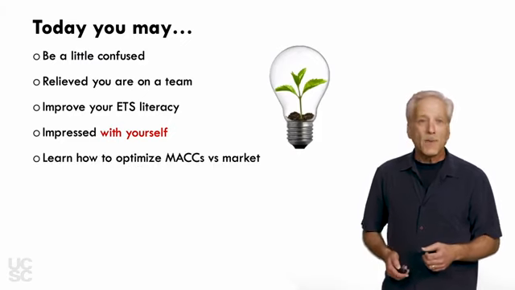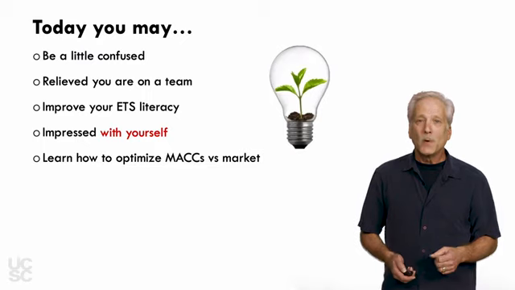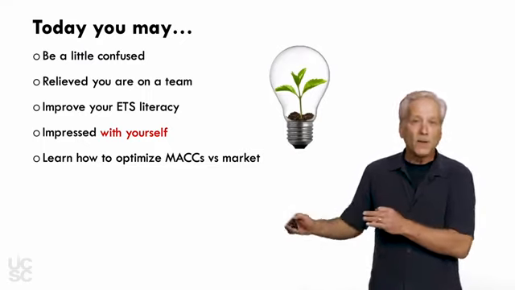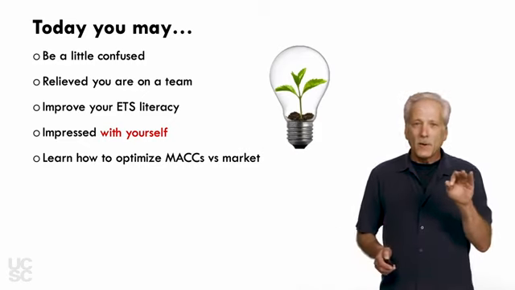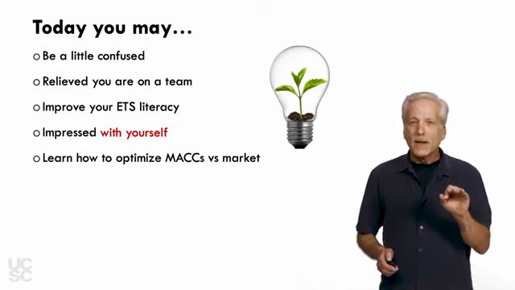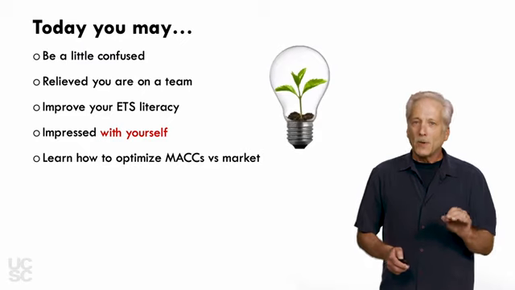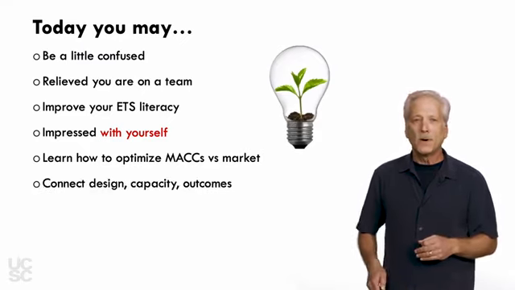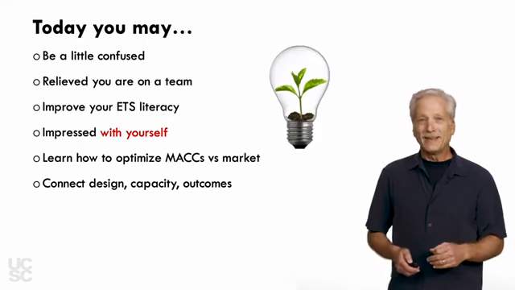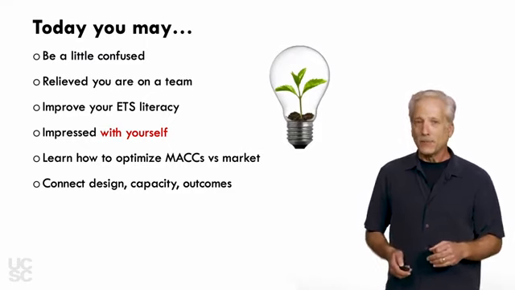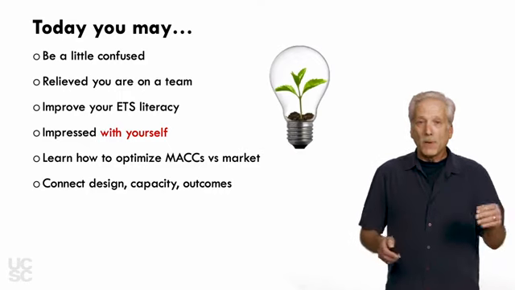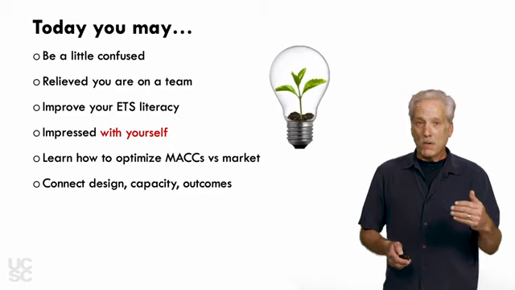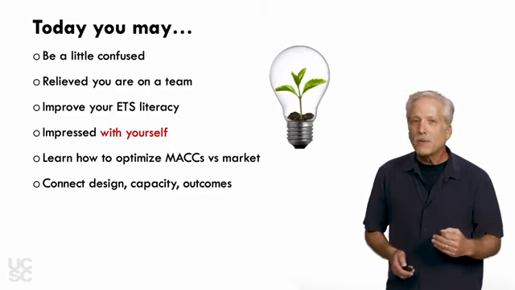You're going to learn how to optimize marginal abatement control cost curves, how to optimize them relative to the marketplace. Don't worry about this terminology, a MAC curve. A MAC, we'll get into that a little bit later. You'll understand what it means, though, and how it's a powerful tool for you to use as you approach the market. You'll be able to connect design, capacity, and outcomes. You want a cap and trade program that delivers reductions, jobs, energy security? We can do that. We just have to design it right.